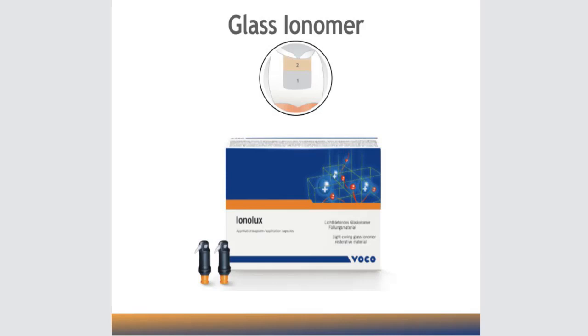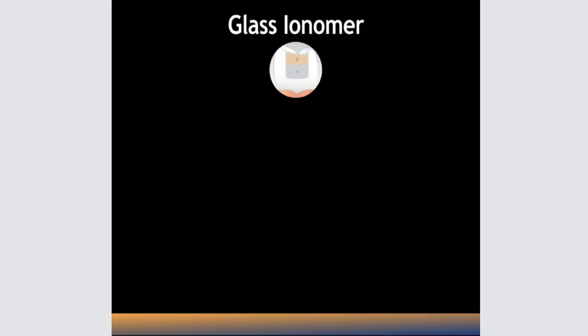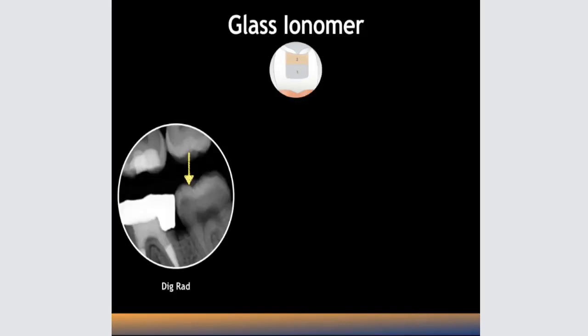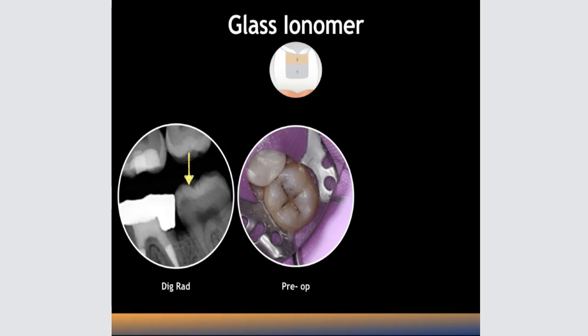because it's composite-like in its aesthetics, and I'm going to show you a case in just a second. It doesn't require a conditioner or bonding agent or varnish after the placement. It's very low stick, so it's easy to handle. It's high compressive strength, and it's fluoride releasing. So let me show you a case that I did, and this is the decay. It's an MO class 2.